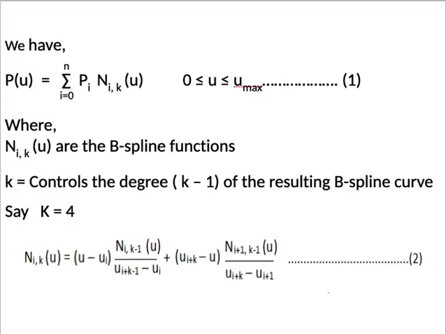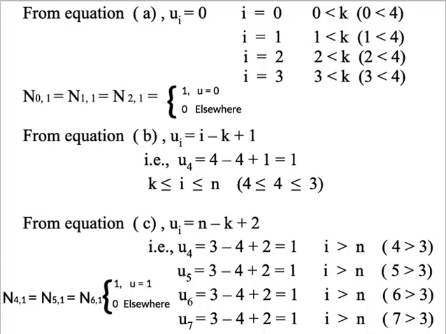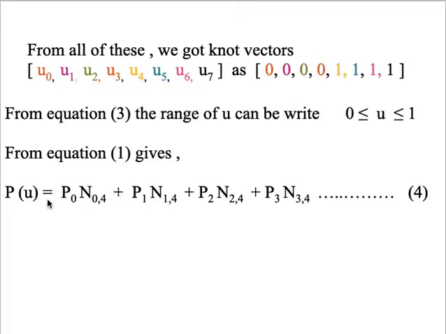So again, from equation 1 we can write the equation as p of u equals p0 N0,4 plus p1 N1,4, p2 N2,4, and p3 N3,4. Here these 4s are the k value we have taken or chosen, k is equal to 4. So the I values are 0, 1, 2, 3, there are points including that we have taken. So this is the B-spline curve equation, right?